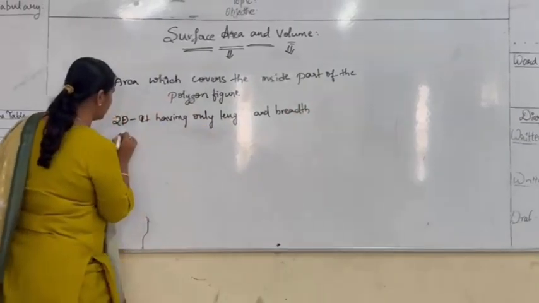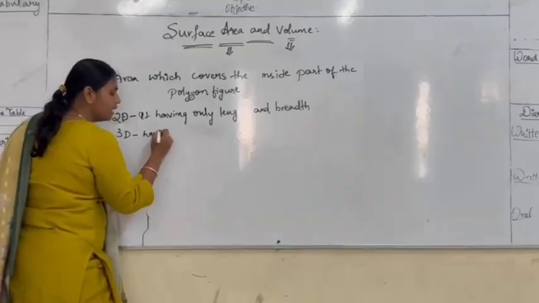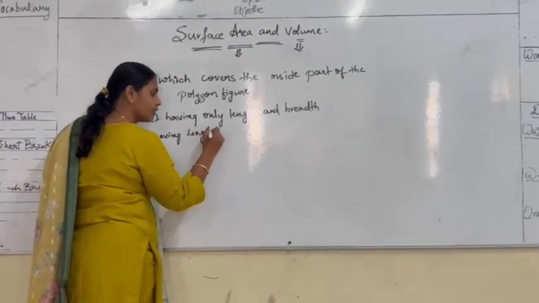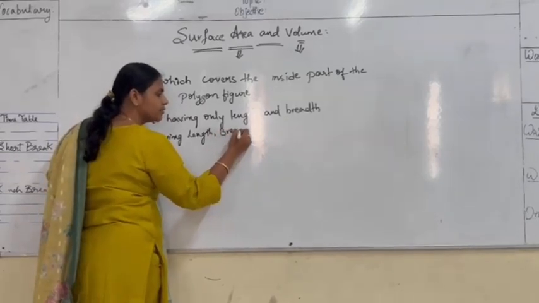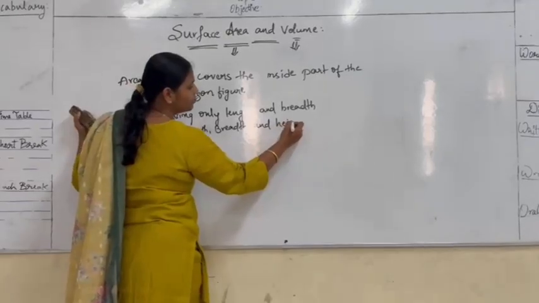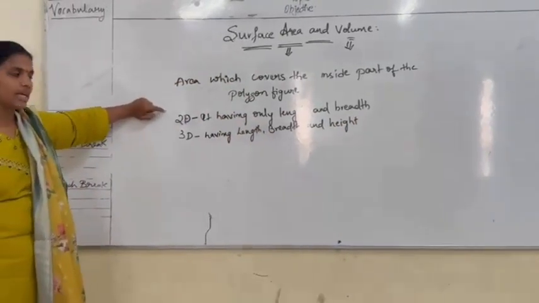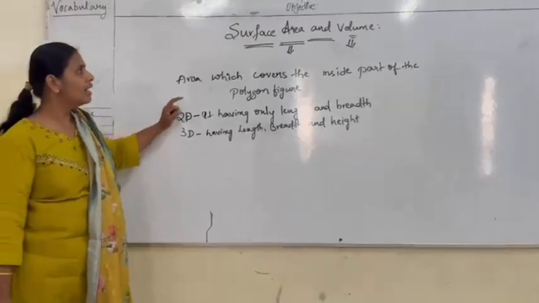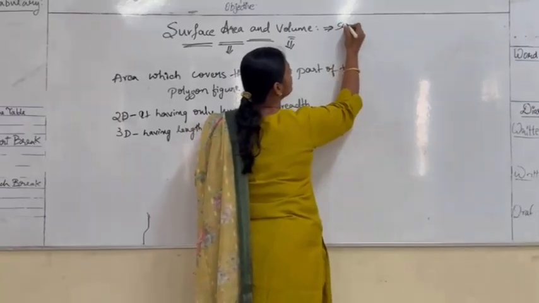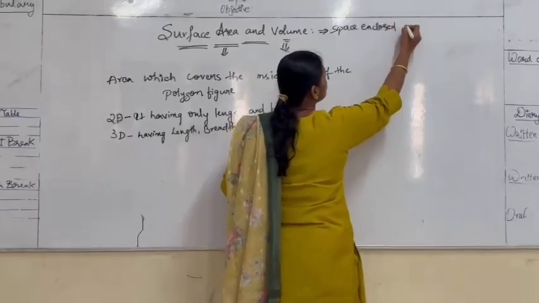While coming to 3D figures, they have three dimensions: length, breadth, and one more, height. We can find the area for both two-dimensional and three-dimensional figures. While coming to volume, it is the space enclosed by the polygon figure.